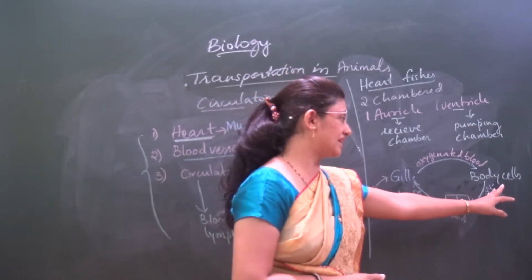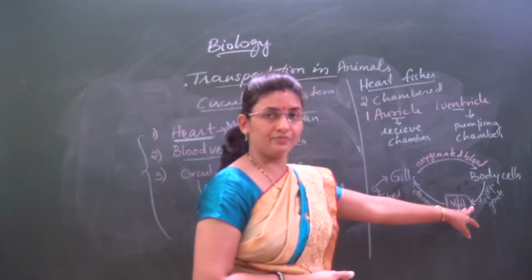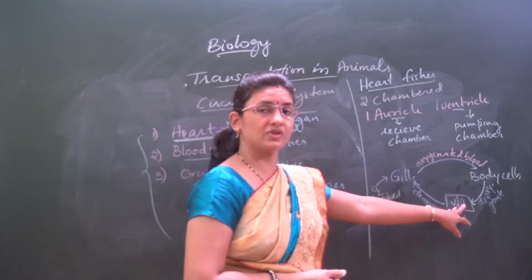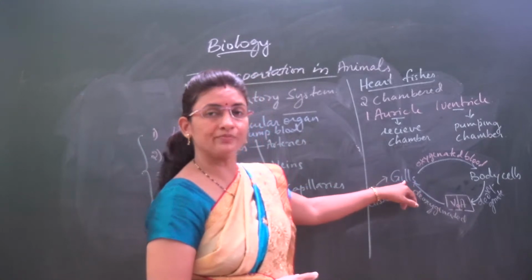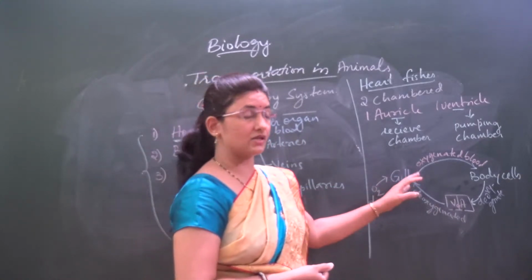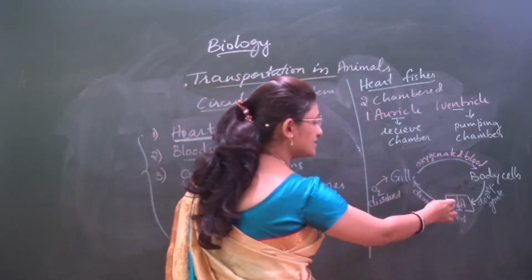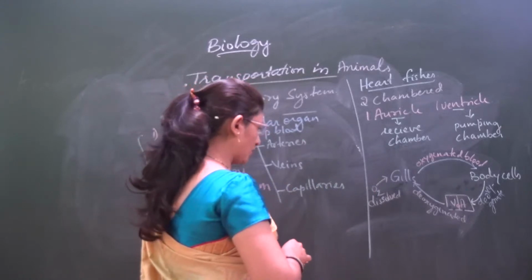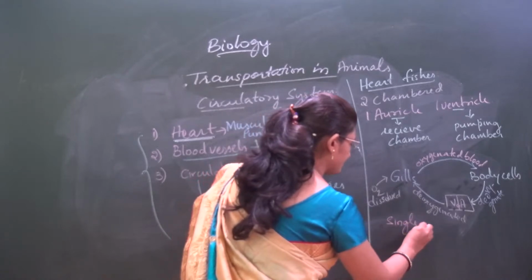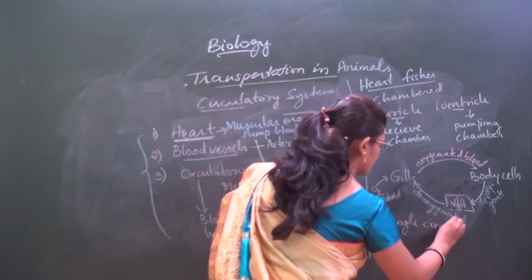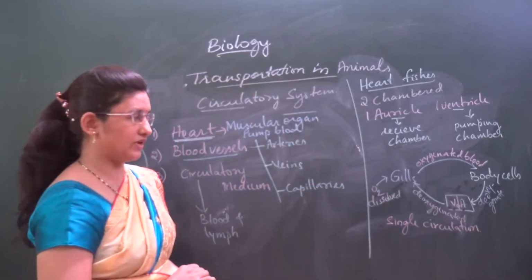So, this deoxygenated blood from the body cells is taken up to the auricle. From the auricle, it is taken up to the ventricle. From the ventricle, the deoxygenated blood moves back to the gills for the exchange of gases. So, in this complete process of circulation, the heart is receiving the blood for only one time. So, it is called single circulation.